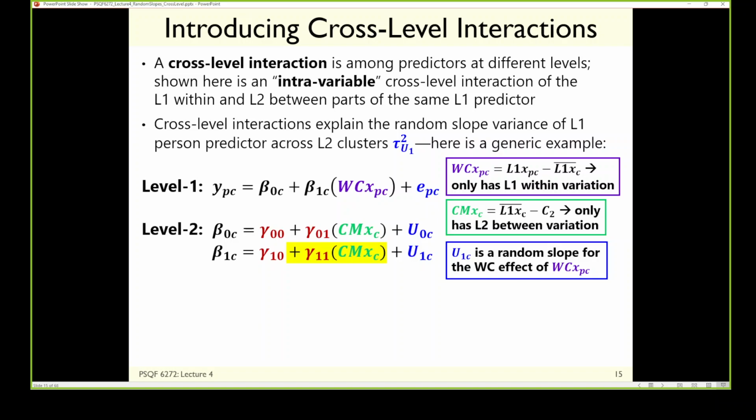But yes, this gets complicated. So now I've got three different kinds of variance to keep track of in this model. Why are some clusters higher on average? That's U0. Why do some clusters have a stronger slope of this person predictor than other clusters? That's U1. And then even after I take into account all that stuff, why are some people higher than other people even though they go to the same cluster? That's E.